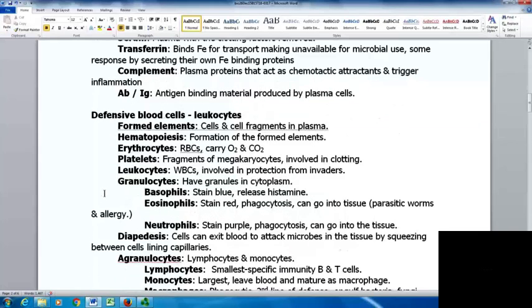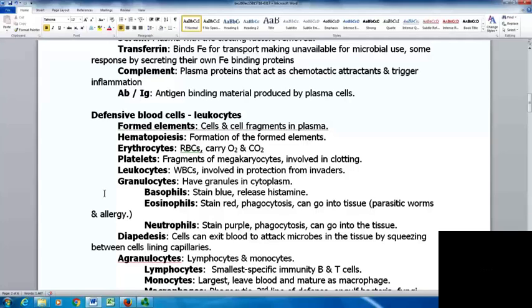You have your formed elements. These are the cells and cell fragments in the plasma. Hematopoiesis is the formation of the formed elements. Your erythrocytes are the red blood cells. So their job is specifically to carry oxygen and carbon dioxide. Platelets are fragments of a giant cell called a megakaryocyte that are involved in the clotting of blood.